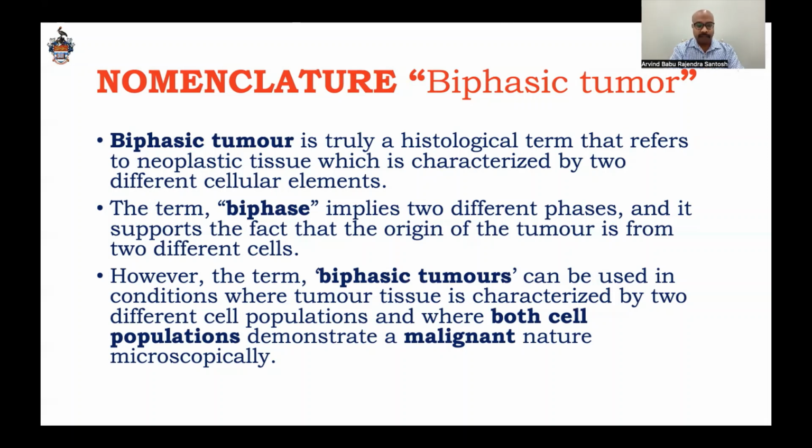I'm saying this definition because the term biphasic is widely used in our pathology literature, where even benign tumors have been categorized as biphasic because they can show two different cell populations. But when you look deeply in most of the literature, most important literature suggests that biphasic tumors represent two different cell populations in terms of malignancy.